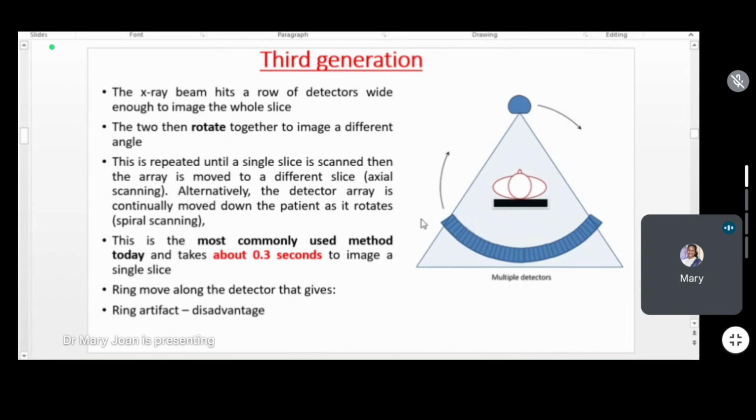Alternatively, the detector array is continuously moved down the patient as it rotates. That is what is called spiral scanning, when the detector array is continuously moved down the patient as it rotates around it. This is the most commonly used method today and takes around 0.3 seconds to image a single slice. And the ring movement along the detector gives ring artifacts, which is the disadvantage of the third generation CT scanners.